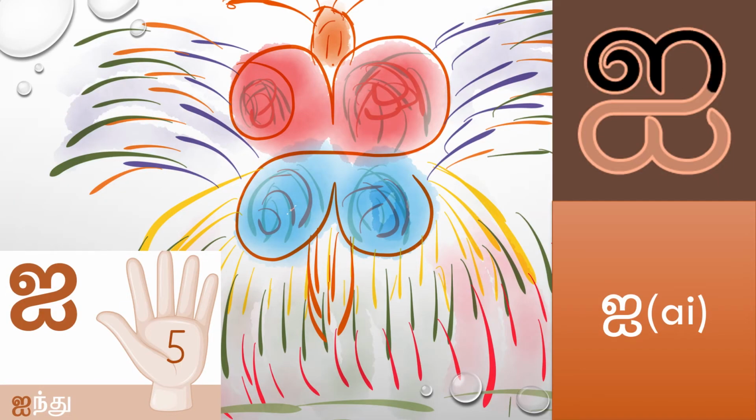Here is one odd man out, which is I, pronounced in an AI kind of way. I, like I for ice. You can also remember that, so that way it's easier. The example I have for that is Aindu. Aindu is number five. We have five fingers in our hand. So that's Aindu.